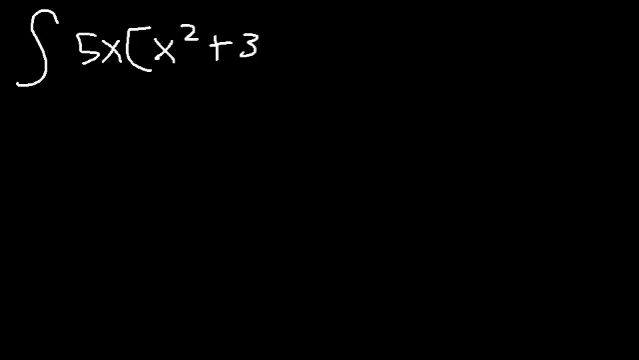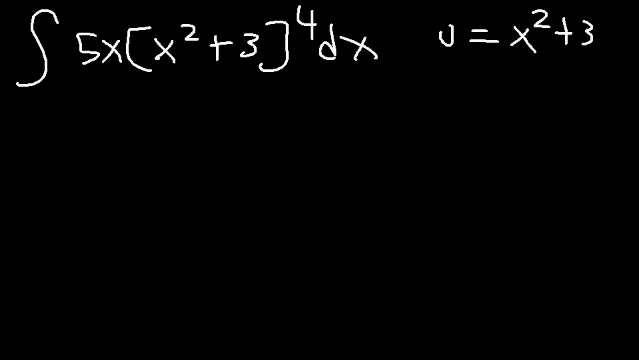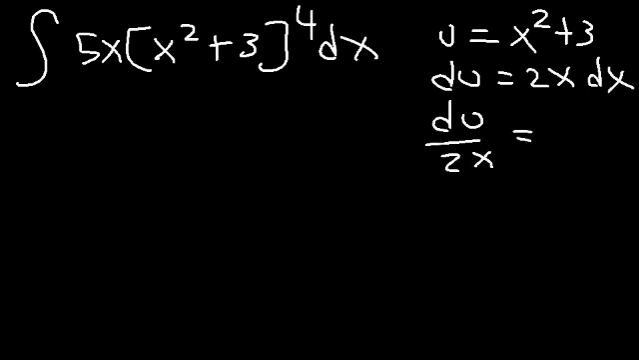Let's try another u substitution problem. Try this one. Do you think we should make u equal to x squared plus 3 or 5x? Notice that the derivative of x squared will give you 2x, which can cancel the x in 5x. So you want to make u equal to x squared plus 3. So du is going to be 2x dx, and then solve for dx. dx is du divided by 2x.